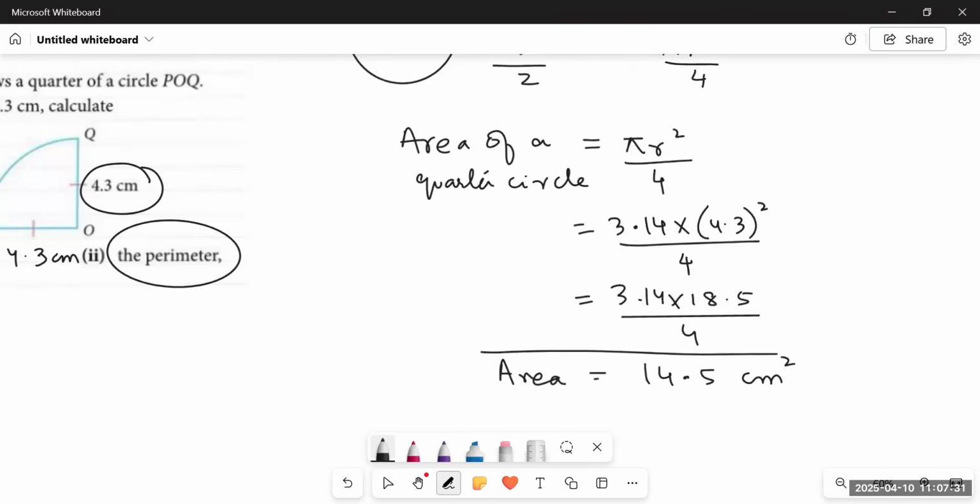So you see, finding the area is way easier than finding the perimeter, since perimeter includes the diameter or the radii. But when we talk about the area, we just have to divide by 2 for a semicircle or divide by 4 for a quarter circle, respectively.